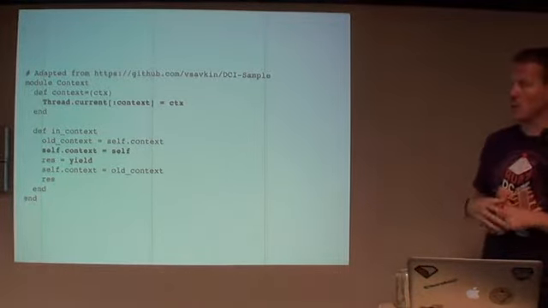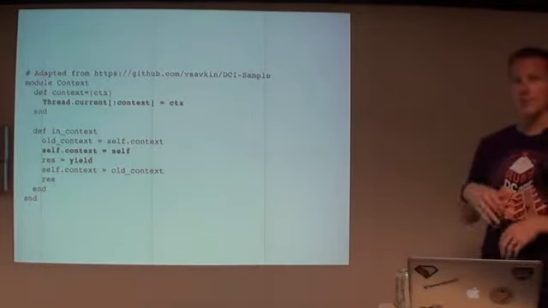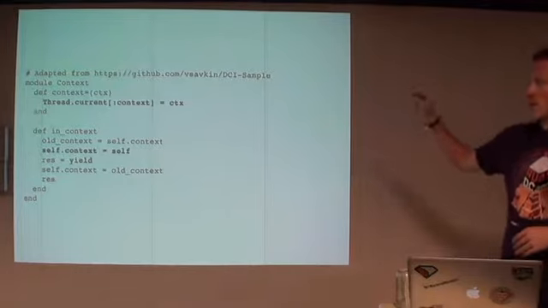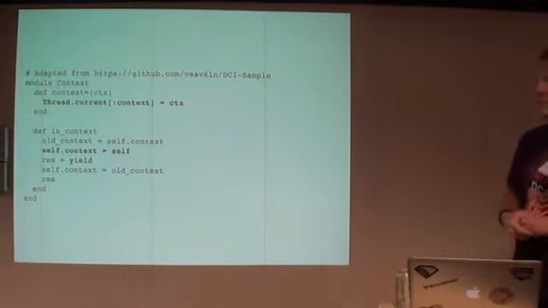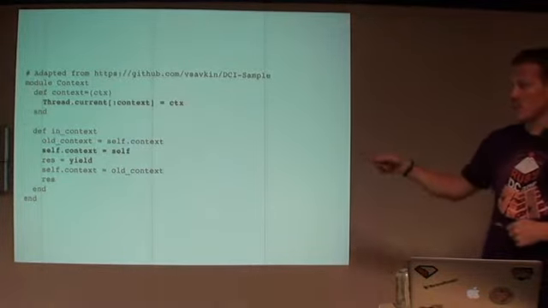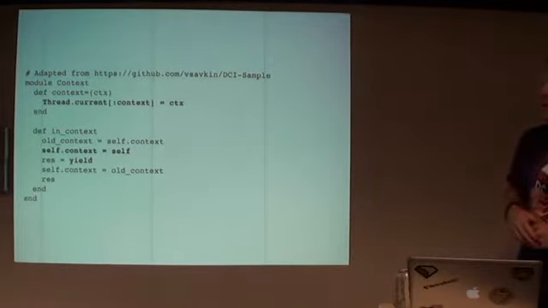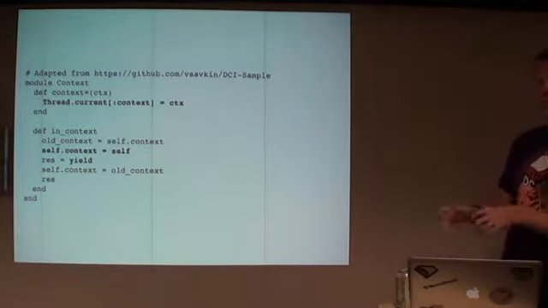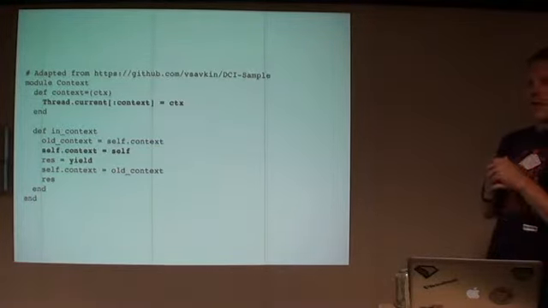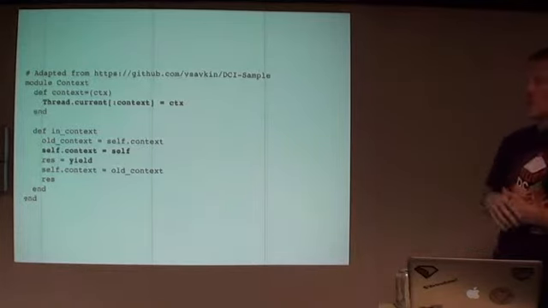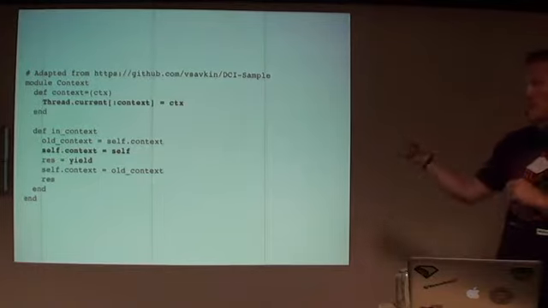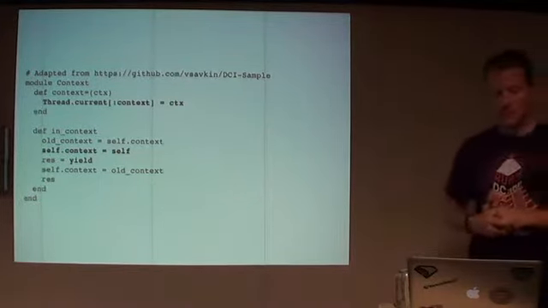You can include this module into a class, and it becomes a context, and it allows you to set Thread.current's context to whatever variable you send in. And it has this in-context method, which essentially wraps a block and sets the context to self. So if you're initializing a class, that class will become the reference in Thread.current's context. It yields and then sets it back to what it was previously.